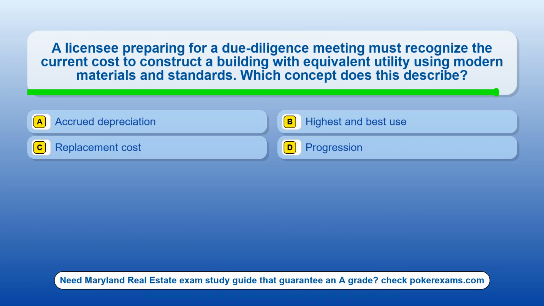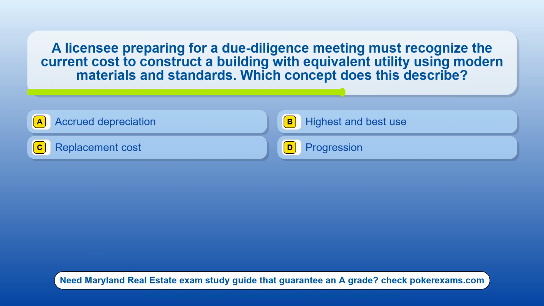Question 23. A licensee preparing for a due diligence meeting must recognize the current cost to construct a building with equivalent utility using modern materials and standards. Which concept does this describe? Option A, accrued depreciation. Option B, highest and best use. Option C, replacement cost. Option D, progression.